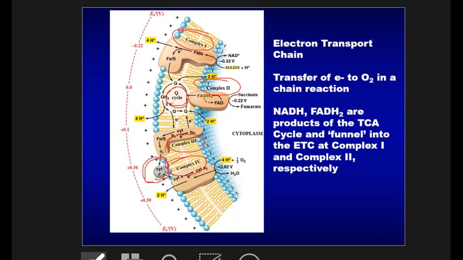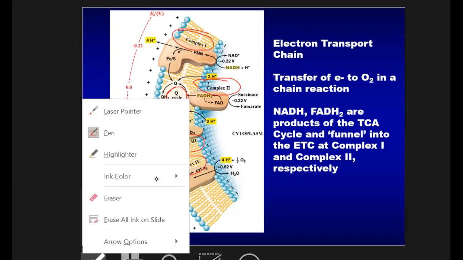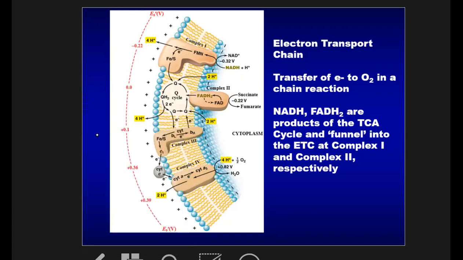So the flow going from complex 1 and complex 2, the arrows moving in and coming down all the way to complex 4. Those arrows are the electron movement. And so now you can finally see where the TCA cycle is fitting in, tying in to the electron transport chain. Okay, so you see NADH right here coming in, and you see FADH2 coming in at complex 1 and complex 2. And so those NADH and FADH2, that's coming from TCA. So that's how they link.